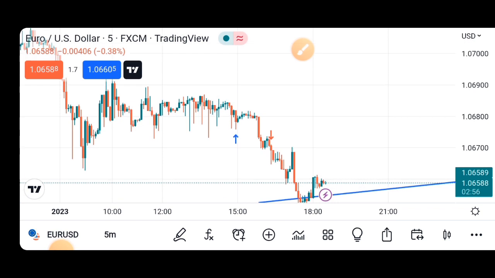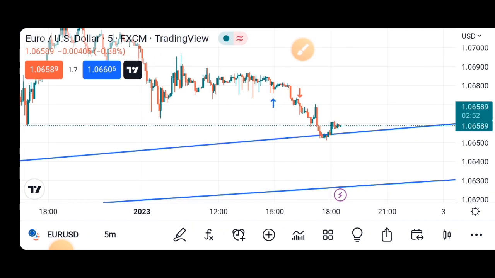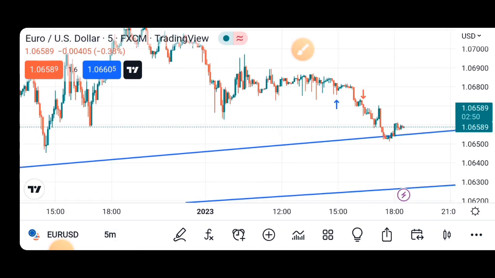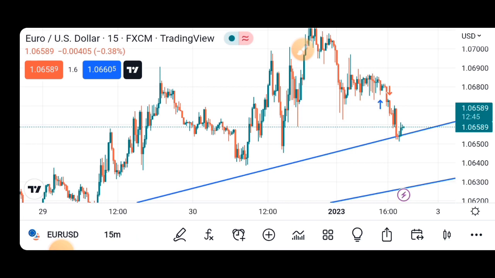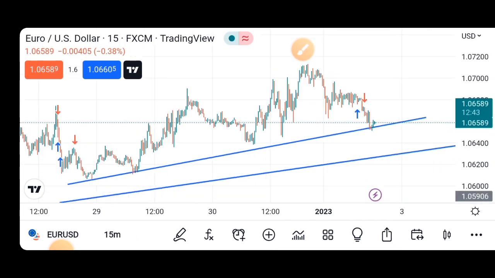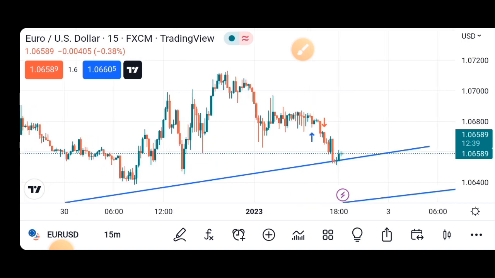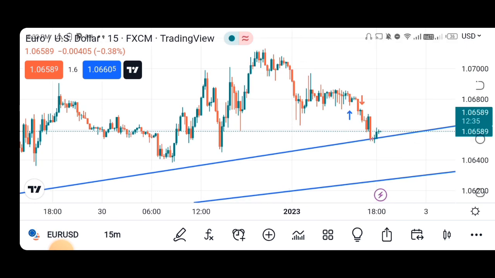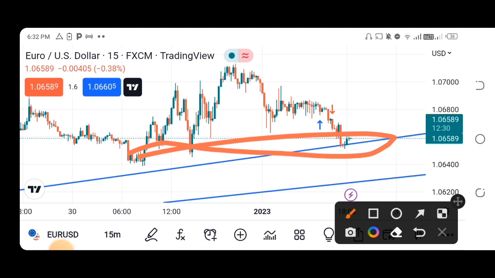This is an example of it. So you are going to be watching this zone. This is 5 minutes, right? You're going to be watching this zone in 15 minutes. 15 minutes is giving us a buy signal, right? So you're going to be watching this in 15 minutes, guys. This is a good zone to buy.